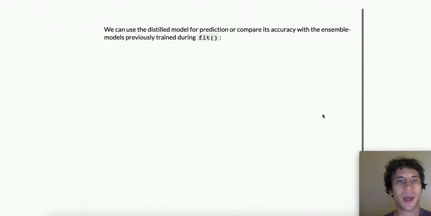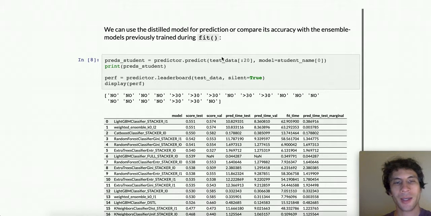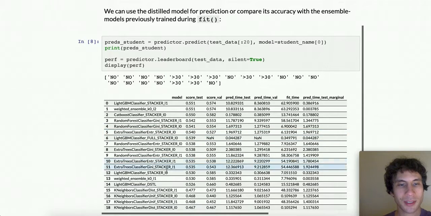We can use this distilled model for prediction and compare its accuracy with all the models previously trained during fit. Here we use it for prediction, where the student name was returned by the distillation function previously. And we can also call leaderboard. Now this distilled model will be included in the predictor object. So here, in this case, the distilled model has the suffix distill shown here. This is its accuracy. Here we just use the default hyperparameters that AutoGluon would normally use for its LightGBM models, but we could also specify much smaller hyperparameter values if we want to get more lightweight models as students.